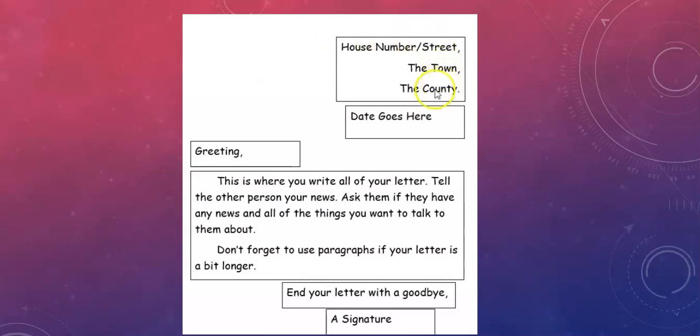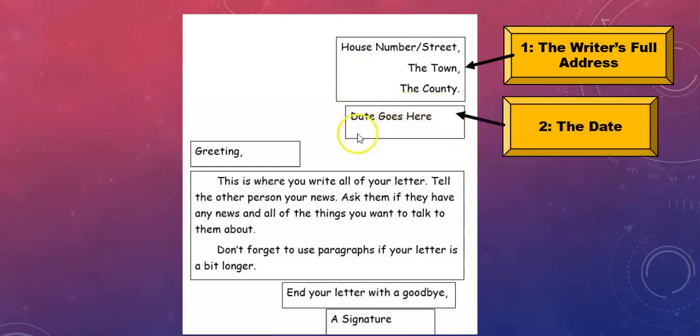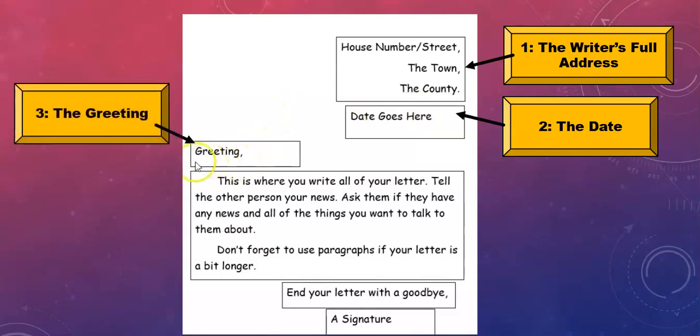So the first box here is the address box, and it's important to remember you write your address here. This is where the person who is writing the letter writes their address. Underneath that, we have a date box, and that box tells you when the letter was written. So you would write the date that you are writing the letter into this box. Over here on the left, we have a greeting, and this is basically where you say hello in your letter.